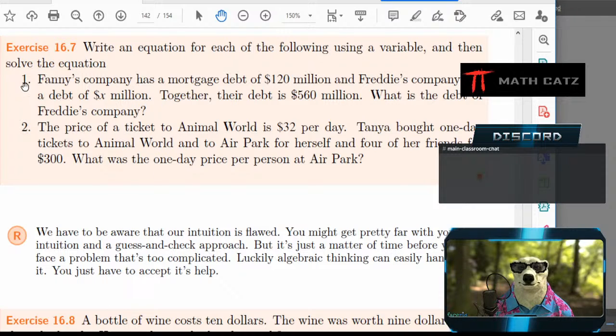Okay, so let's read number 1. Fannie's company has a mortgage debt of 120 million and Freddie's company has a debt of X million. So by saying it this way, they are defining X as the variable that represents Freddie's company's debt in millions of dollars. So I can skip step 1. Unless I have another variable I want, I don't need to do step 1. They've done it for me. Together, their debt is 560 million. What is the debt of Freddie's company? The value of X.